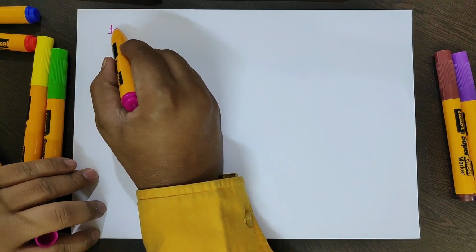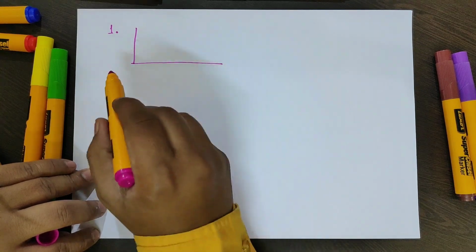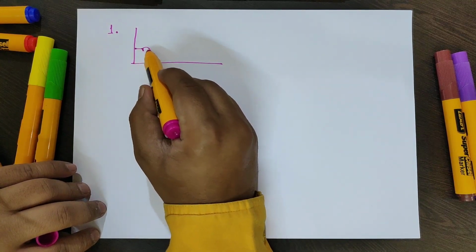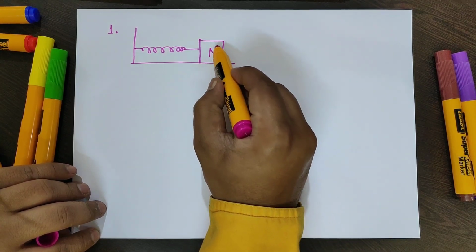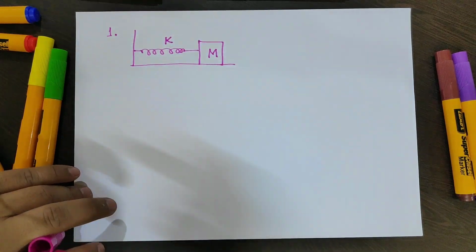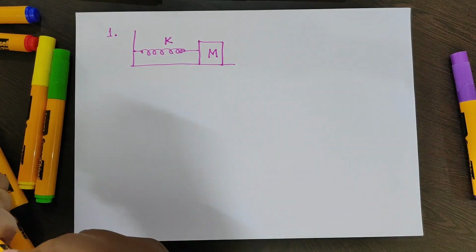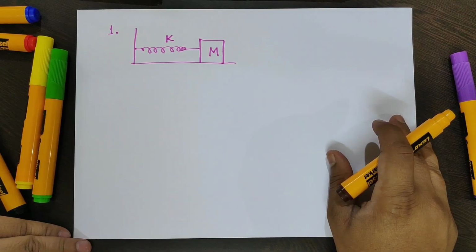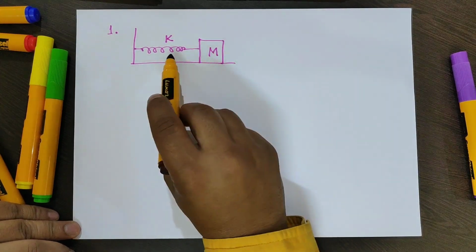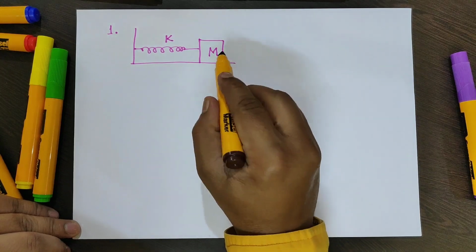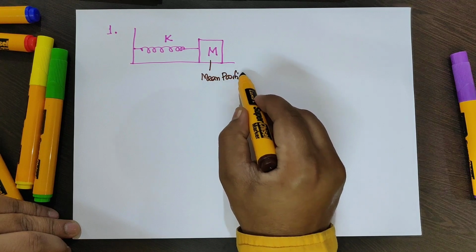See this case 1. Say there is a fixed wall, and on a smooth floor this is a spring and a block of mass m. Okay. Now the block is at rest, spring is at its natural length. So this is obviously the mean position or equilibrium position of the block.